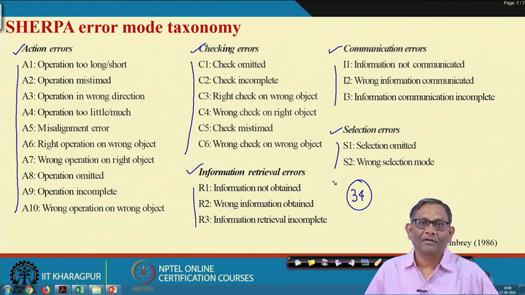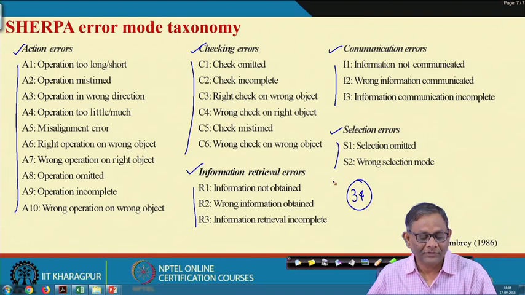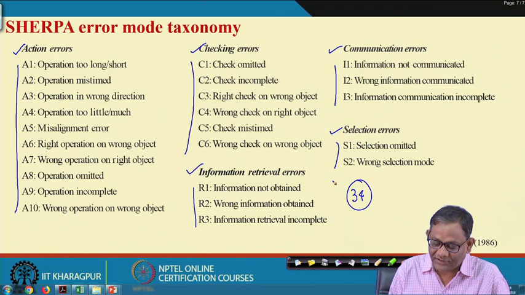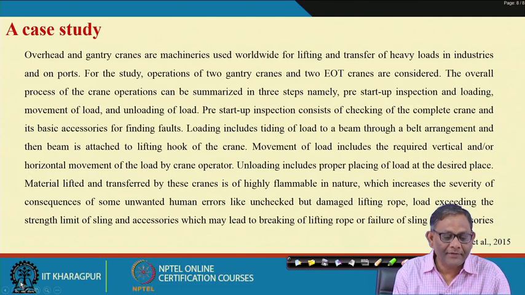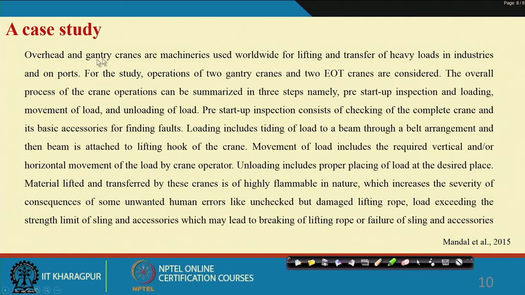So, if you try to do human error analysis for your workplace, for the people doing the job, then I think these 34 error modes really help you. And now we will show you how this can be used in a real case. We have done an operation study on overhead and gantry cranes. So, let me read this.